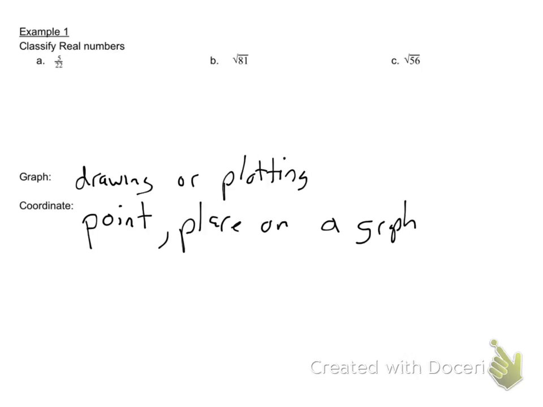Something to visually represent where a number is. So on a number line, 3 is a coordinate. It's 3 places to the right of 0, yes? If I'm talking about a point in the xy plane, (4, 2) means I'm going 4 to the right and 2 up. It's a coordinate.